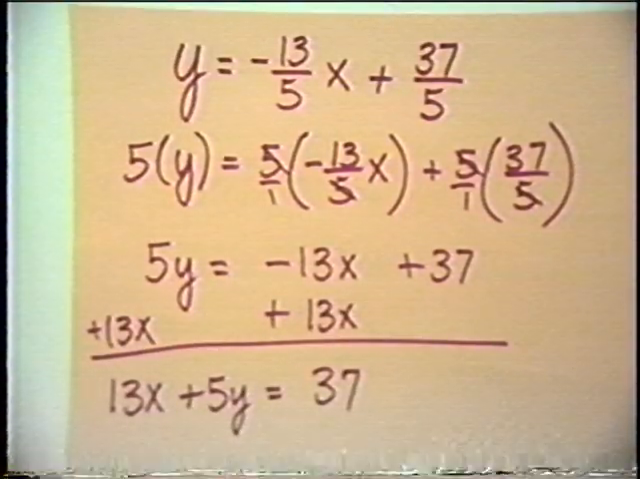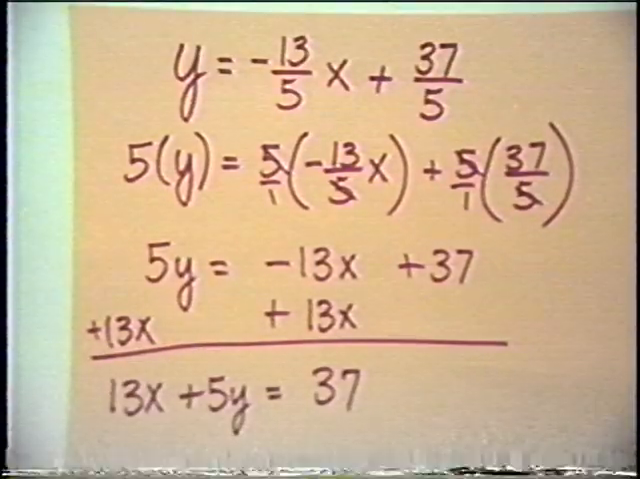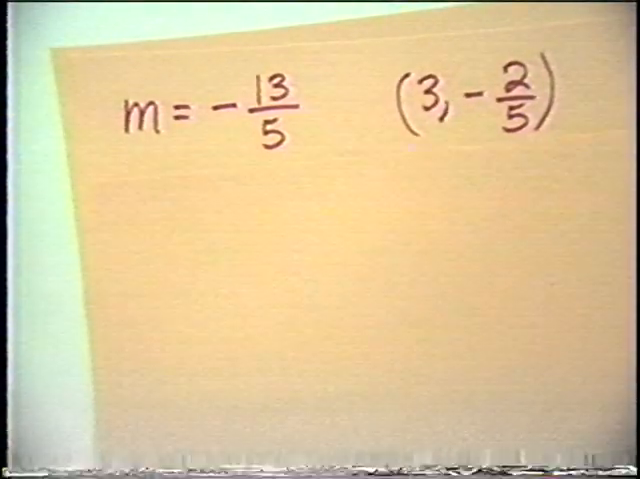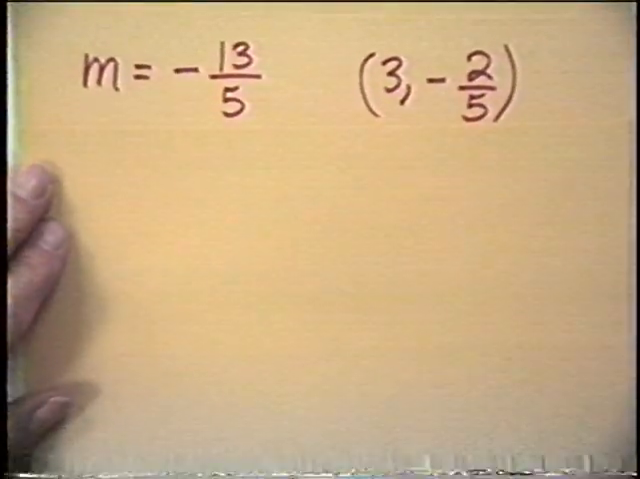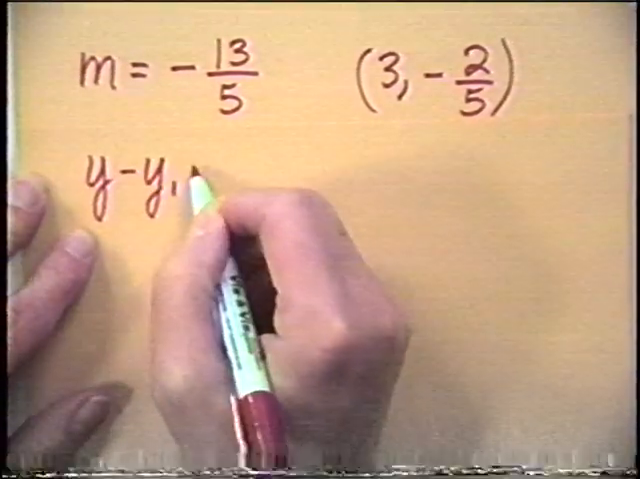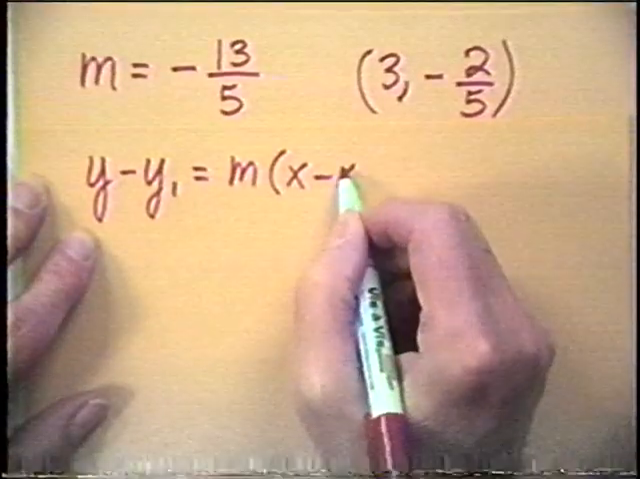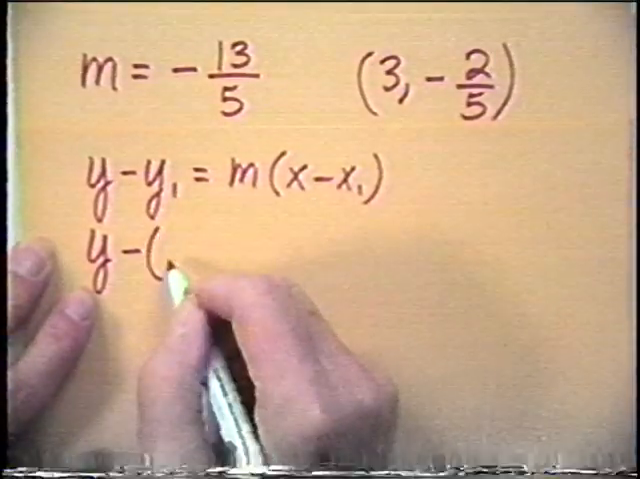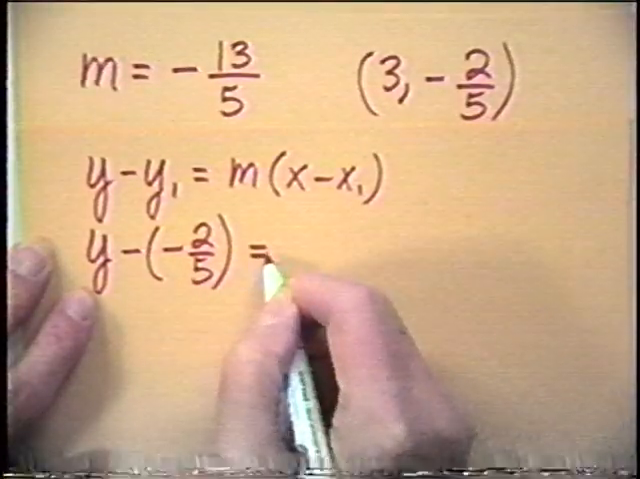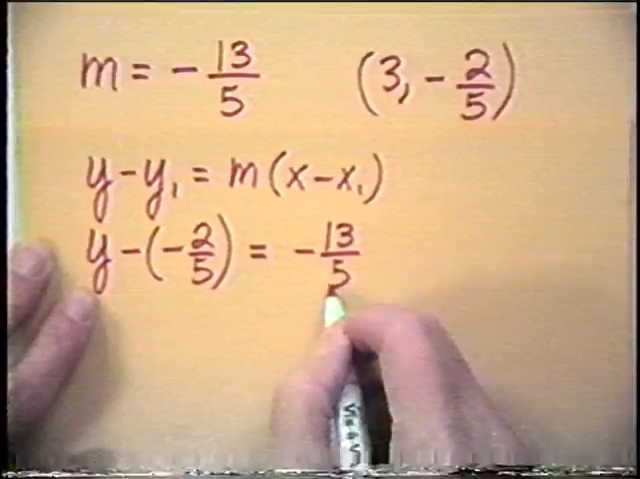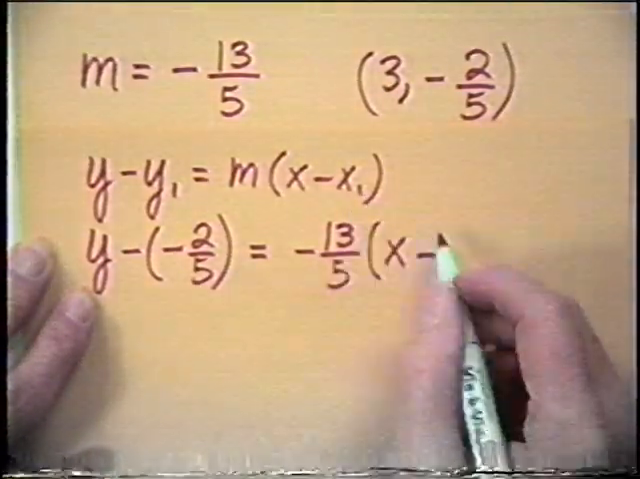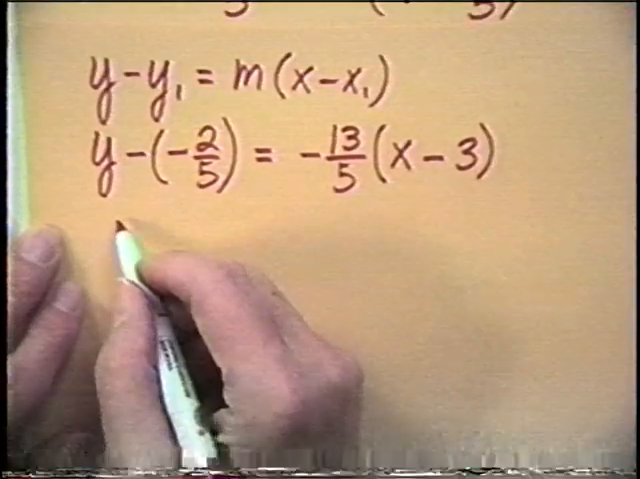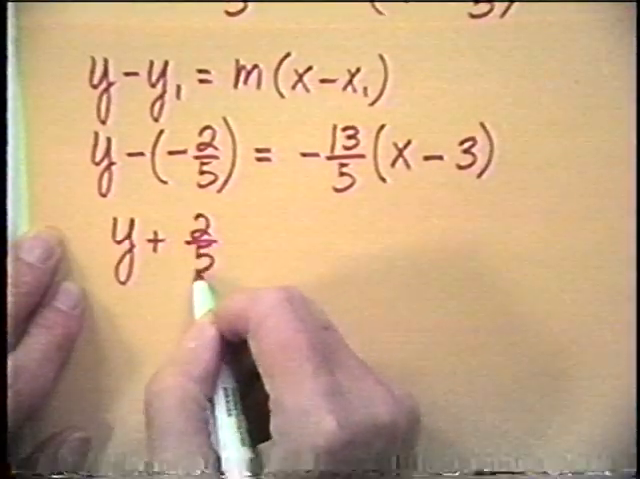Now, if you wanted to put it in the other equation, I was asked to put it in the other equation, so let's do that. It'll be the same thing, only this time we're going to put it in y minus y sub 1 equals m times the quantity x minus x sub 1. So we'd have y minus y sub 1 is a negative 2/5 equals m, which is a negative 13/5, times the quantity x minus x sub 1, which is 3. Okay? And now this will give me y plus 2/5 on this side.